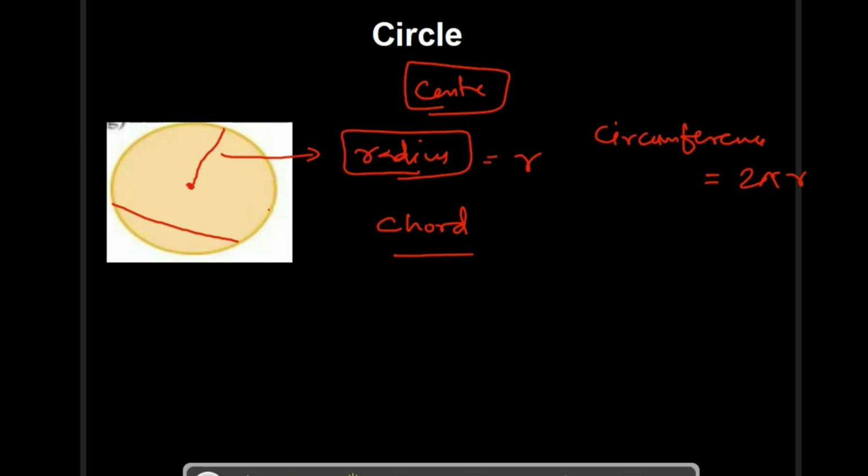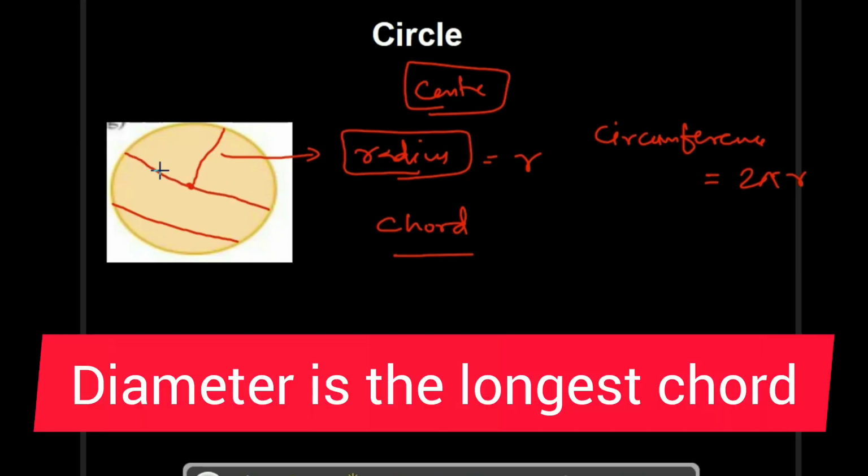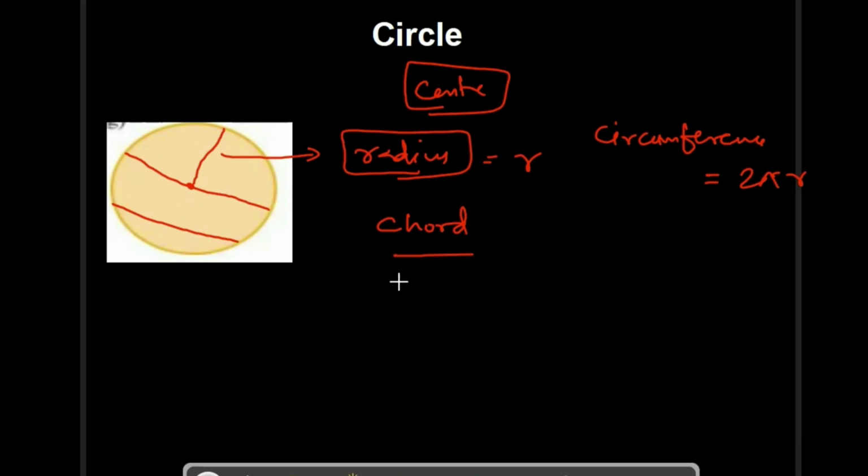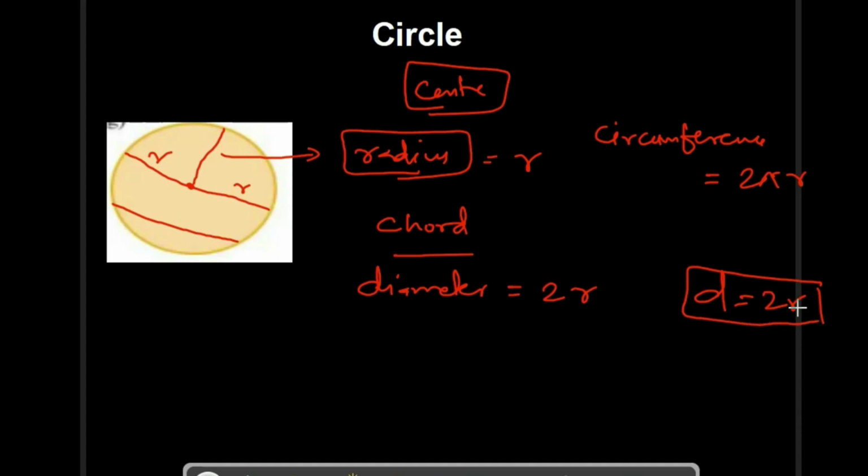Now if you see a chord which is passing through the center, it is dividing the circle into two equal parts. So that chord, the longest chord, is known as the diameter. The diameter is the longest chord which divides the circle into two equal parts, and it is 2 times the radius. If you see, r plus r is going to be the diameter. So d is equal to 2r. It is the relation between the diameter and the radius.